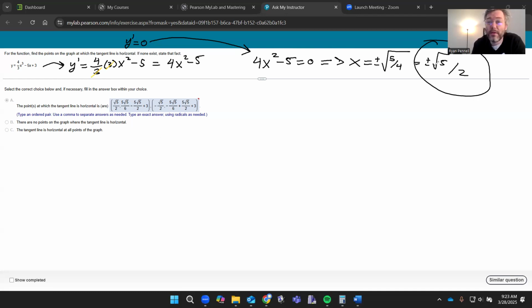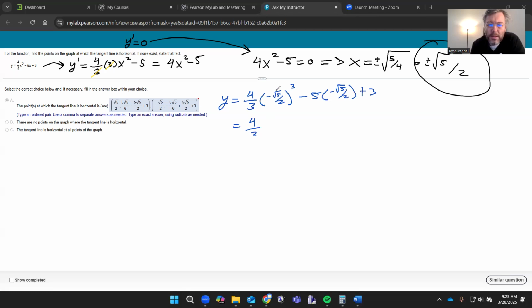Okay, now we have to plug that into the original function. So I'm going to change colors so we can see that I'm changing ideas, but I'm going to plug both of these numbers in the original function and see what the output is. So y equals 4 thirds negative root 5 halves cubed minus 5 negative root 5 halves plus 3. What do we get?